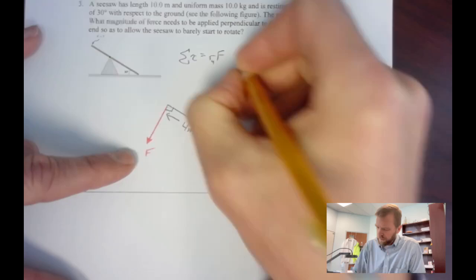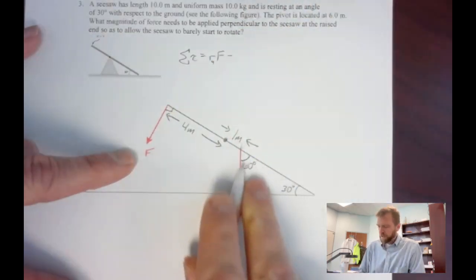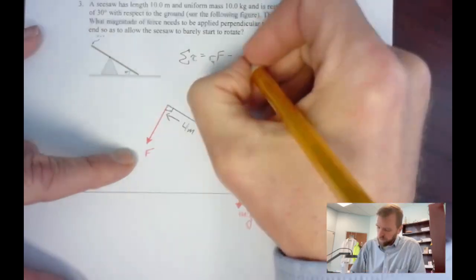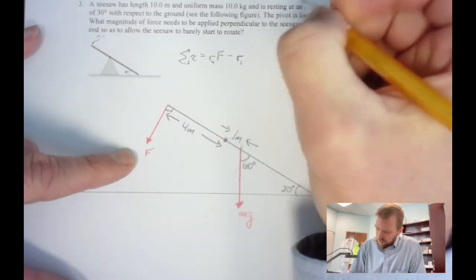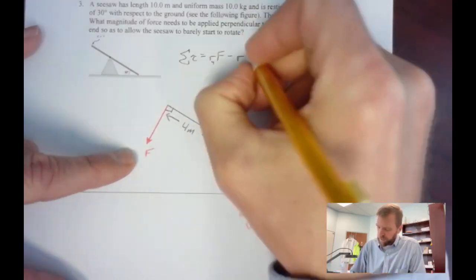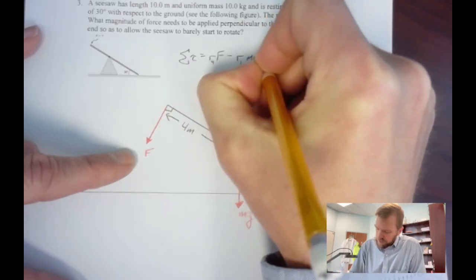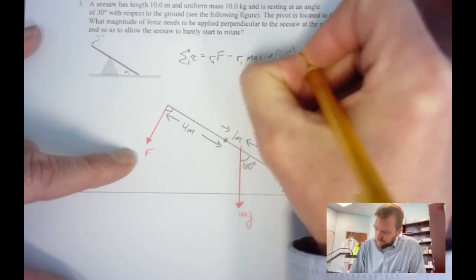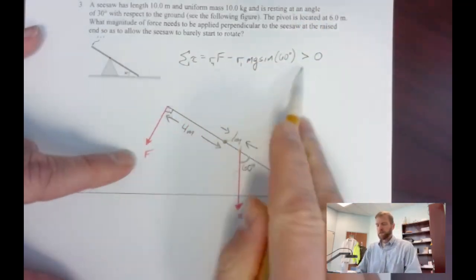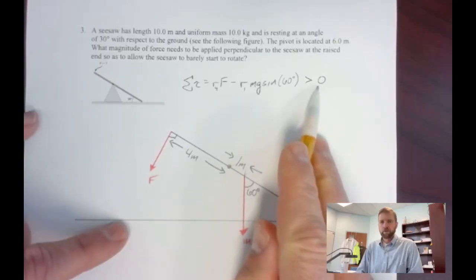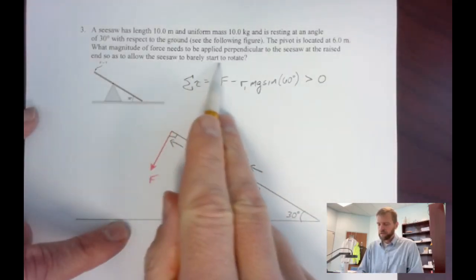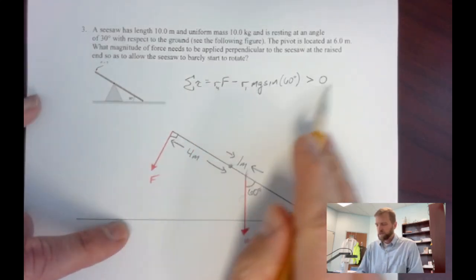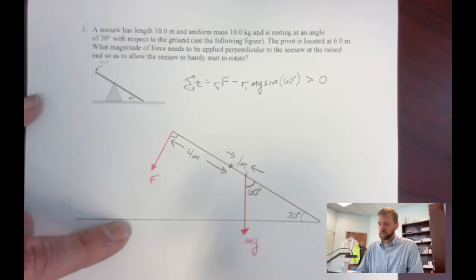And then this one right here is in the opposite direction. It's going to be a negative torque, and that's going to be the 1 meter times mg times the sine of 60. And all of this needs to be greater than 0 in order for it to just barely start to rotate. So we'll set it up, solve for the force, and whatever force we get, that's what we'll go with.